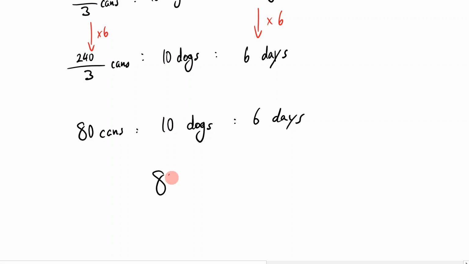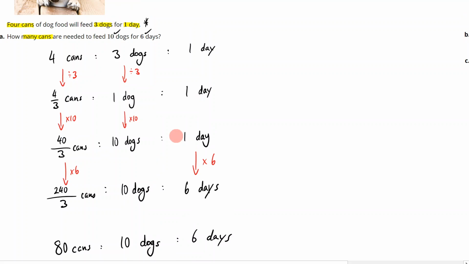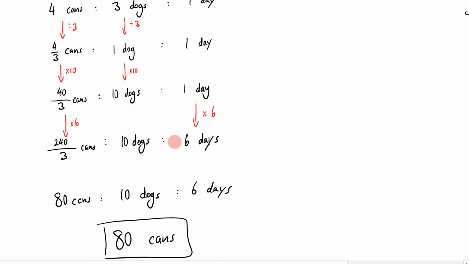is 80 cans. Now, this is just one way to answer this question. You might find an alternative way, but the reason why I like this way is because I'm going to be using a similar method when I answer B and C.